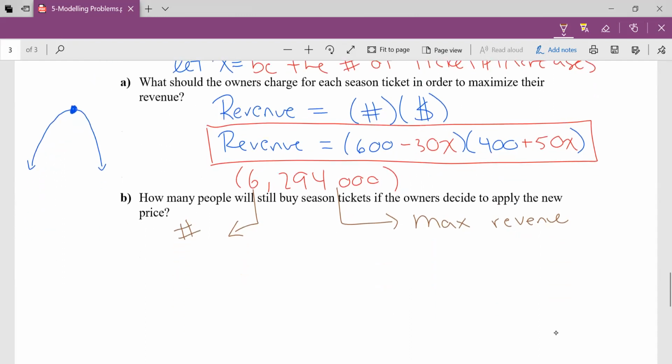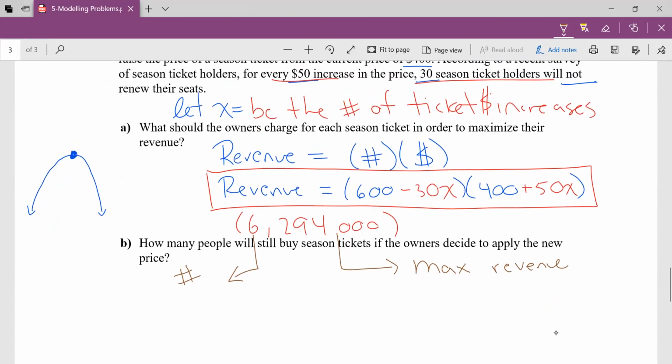Okay, so just ignore B. I shouldn't even have B in there. Okay, so how many times are they going to change the price? Well, they're changing the price 6 times, but each increase in price was $50, right? Each increase in price was $50. So what's our new ticket price? Our new ticket price then would be $400 plus 50 times 6. So our new ticket price, geez, they almost doubled it. Look at that, is $700. So the new ticket price will be $700.